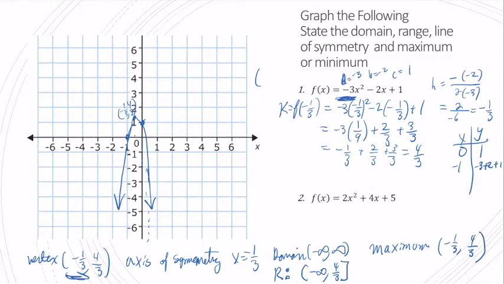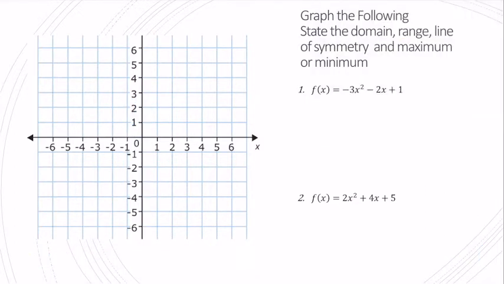For this next equation, I have 2x squared plus 4x plus 5. I'm going to go ahead and clear all of my notes so we can have a fresh graphing space. And we'll change colors. So we start out by labeling all our a, b, c's. h, the x value of my vertex, is negative 4 over 2 times 2. So that's going to give me negative 1.